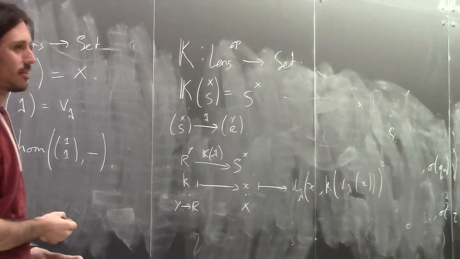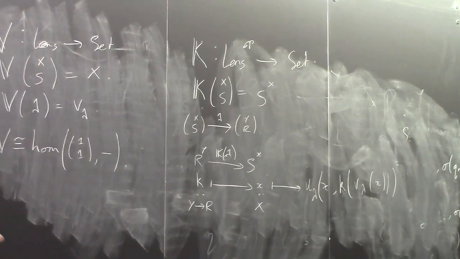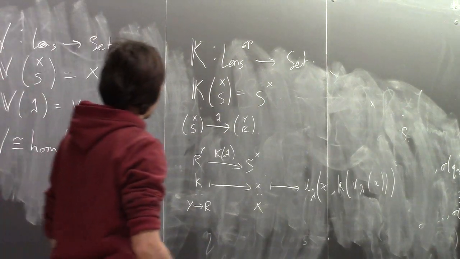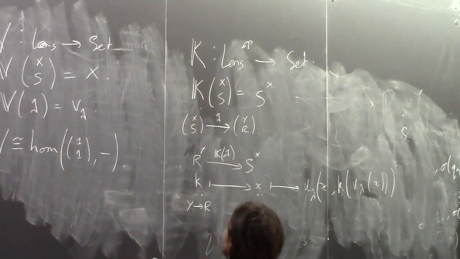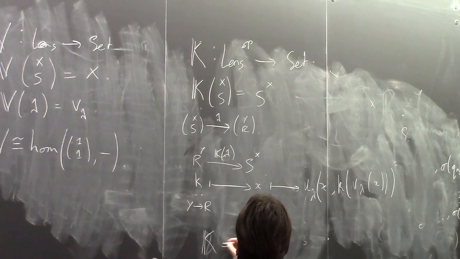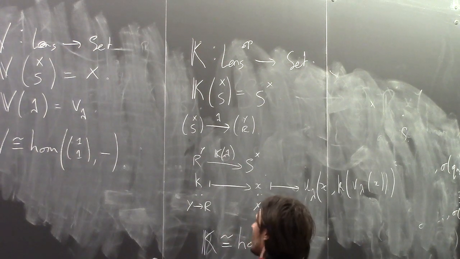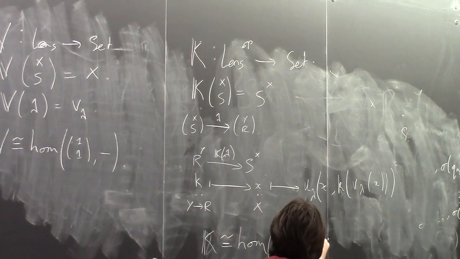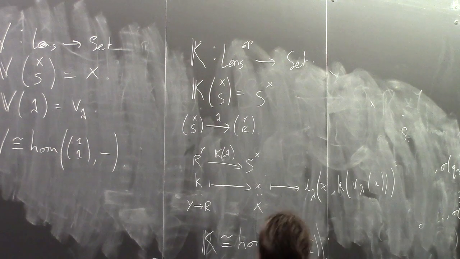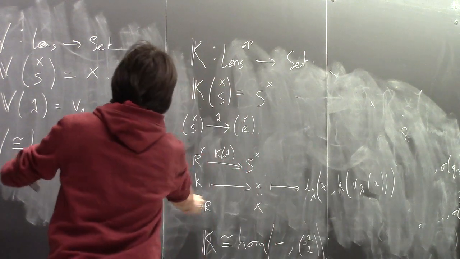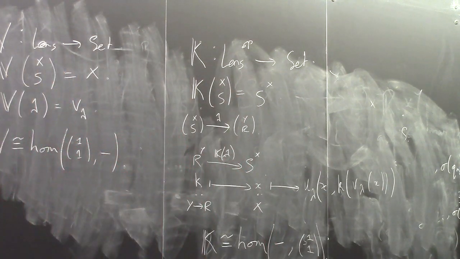You have to check that this is a functor. This is, again, not obvious that it's a functor, but it turns out it is. And it also turns out, if you still know what a representable functor is, that this is the contravariant functor represented by the normal unit. So there's a secret duality between these two.